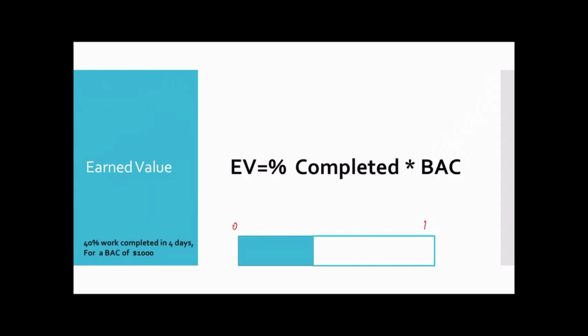So $0, $1,000, and then day 0, day 10. 40% of the work is completed in 4 days, so the budget is completed so much. So what is the earned value? 40 by 100 into the budgeted completion of 1,000. So you have earned $400.